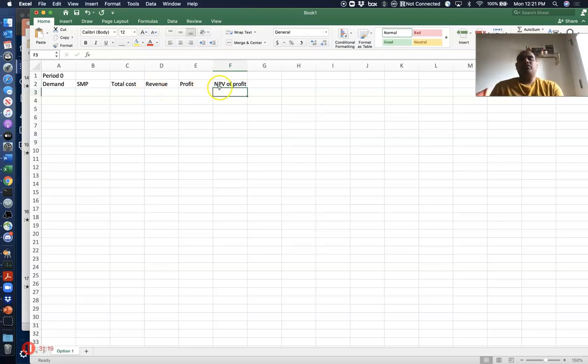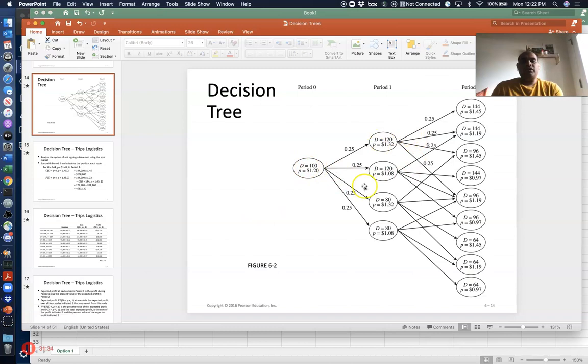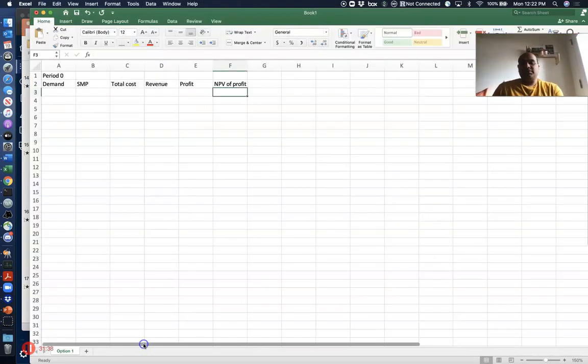Now, what does this mean? So net present value of profit. You calculate something for period 0. When you calculate net present value of profit for period 0, you're not only calculating profit just in period 0, just like we talked about before. We're not calculating profit just for period 0, but we're also going to include profits of everything that's going to happen in the future. So that's net present value of profit.